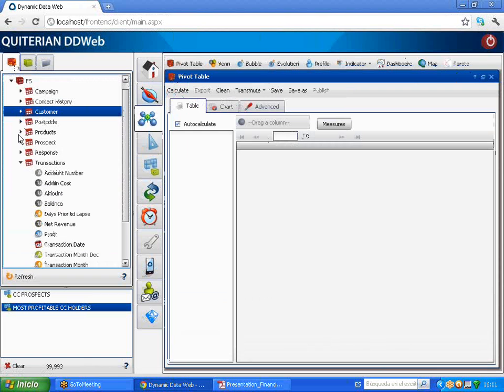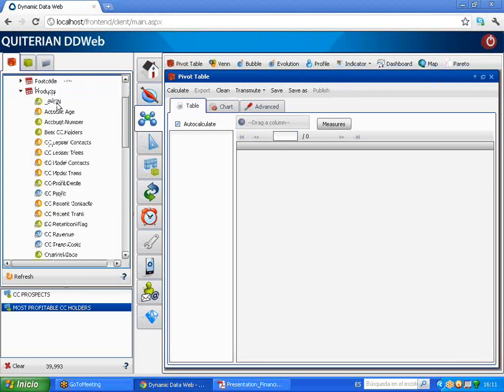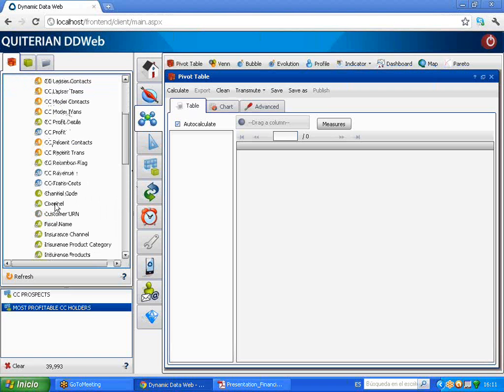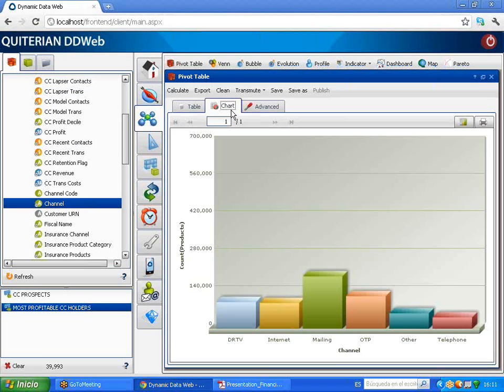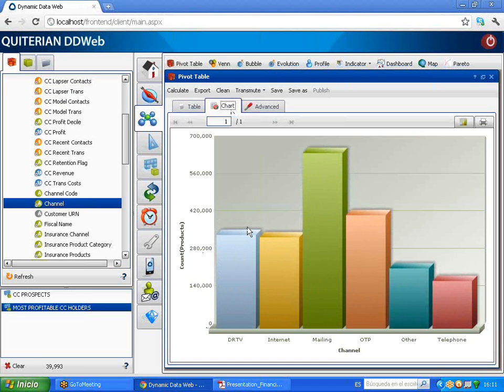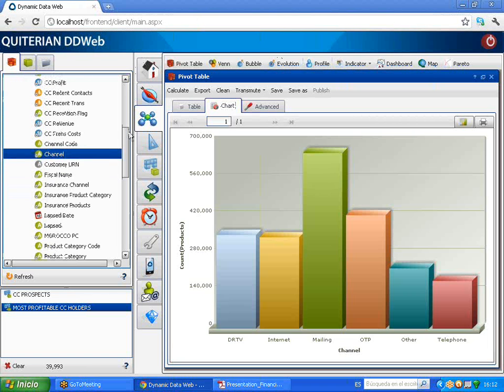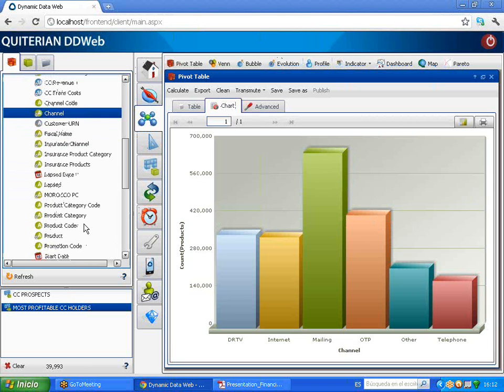Because in the products, the marketing team is registering every time a new account is open, the channel that was used to acquire the customer. So I drag and drop it, and you can see it graphically in a very easy way. So it seems that the bank is using DTB, internet, mailing, and some other means, but nothing relevant. And again, it's nice information, but not very precise in this case, because what I want to know is about my credit cards. I'm not seeing about all the products.